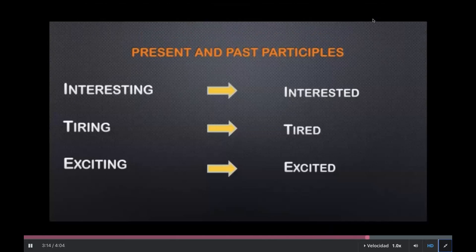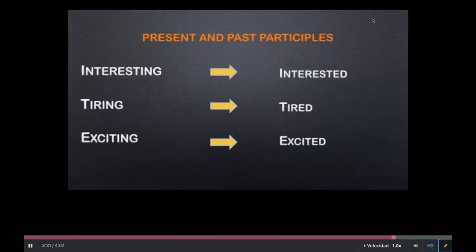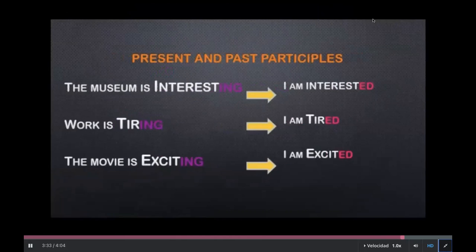Here, I am just showing you the present and past participle. Interesting, interested. Tiring, tired. Exciting, excited. Now we'll use them in sentences. The museum is interesting. I'm interested. Work is tiring. I am tired. The movie is exciting. I'm excited.